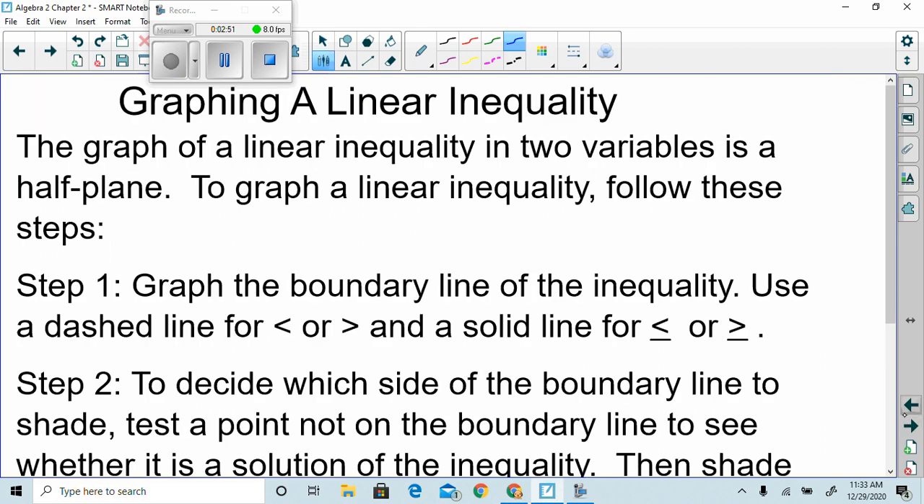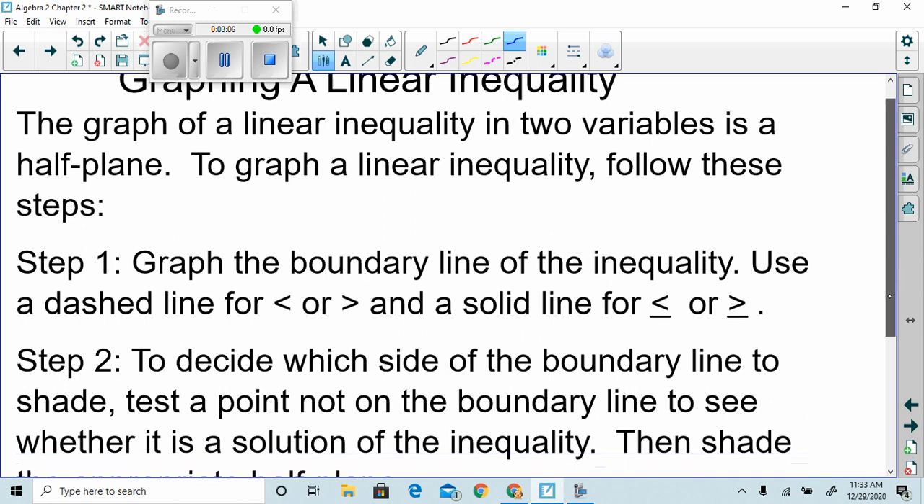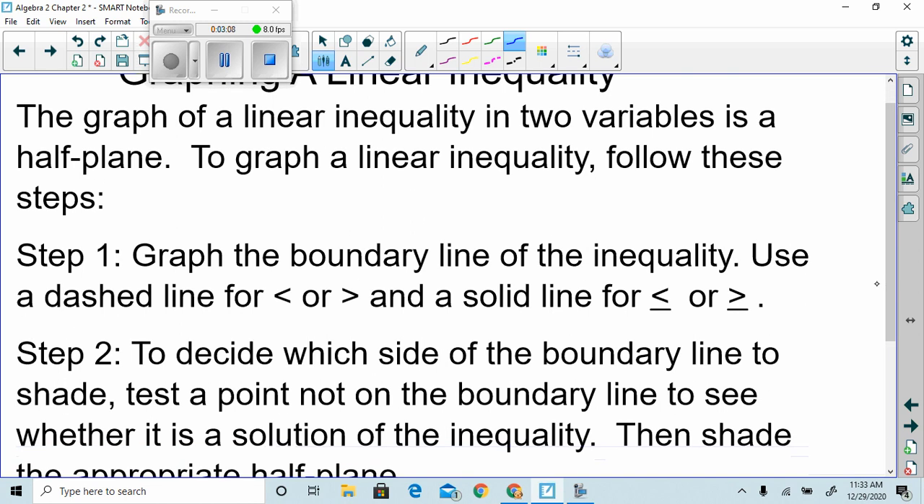So on to the graphing. The graph of a linear inequality in two variables is a half plane. We're going to actually be graphing the line the same way we graphed the lines for linear equations, and then we need to do some shading. Some of the things we'll do include graphing our y-intercept first, using the slope to find additional points, and connecting those points. This boundary line could either be a solid line or a dashed line.